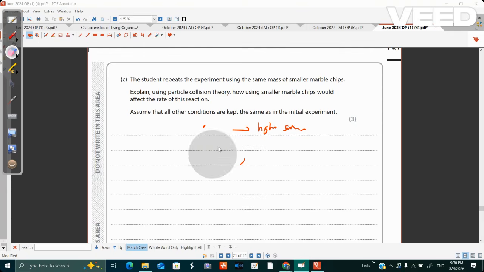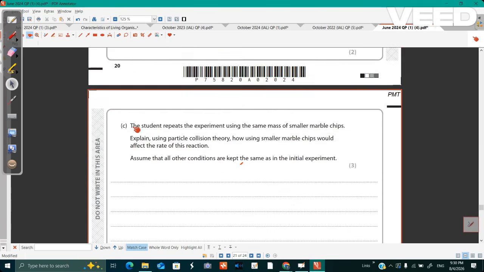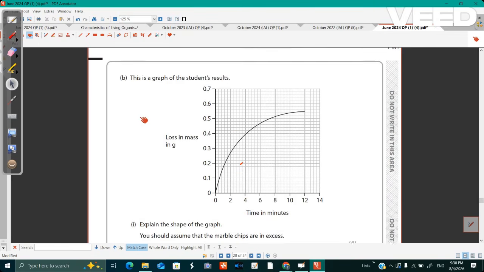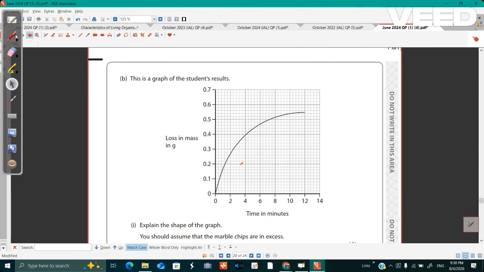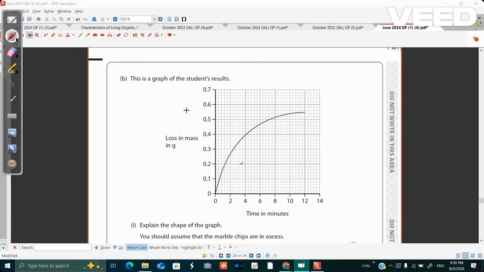But if I ask you to do it on the scale, now they haven't asked that from us. If they ask us to draw the diagram on the chart, it would look like this. Same amount you are obtaining. Just because you are using smaller calcium carbonate, it doesn't mean you are going to get a higher yield. Same yield, you can get it earlier. Reaction is happening faster, a much higher gradient.